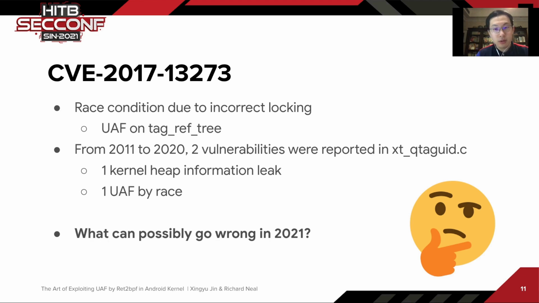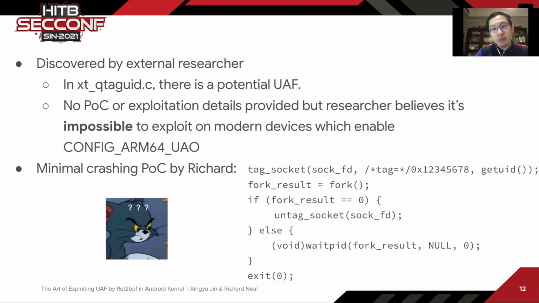The bug was reported by an external researcher early this year, saying that there is a potential use-after-free under certain conditions. There is no proof of concept or exploitation details provided, but the researchers believe it's impossible to exploit on modern devices because the hardware-level mitigation, the user access override, is enabled on kernel 4.14 by default. So usually an Android exploit will choose to tamper with the address limit, so the exploit can use pipe syscalls to do arbitrary kernel read and write.